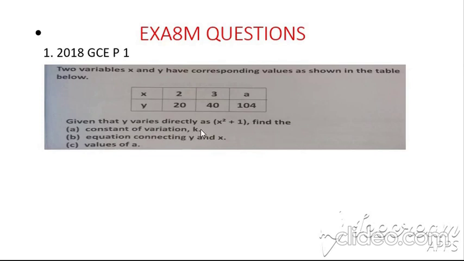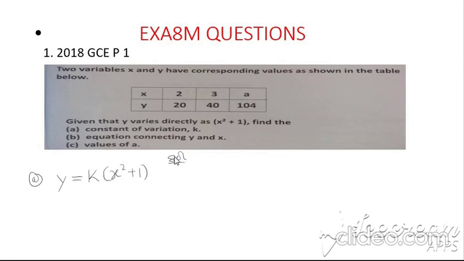So how can you solve this one for the constant of variation? So, solutions. So let me start for the constant of variation. First thing I need to come up with an expression. So how can I come up with it? I'm going to come here, given that y varies directly. So y varies directly as this. So before I write this open bracket x power 2 plus 1 close bracket, I need to write the constant of variation k, and then I do this x squared plus 1, like that. This is an expression.